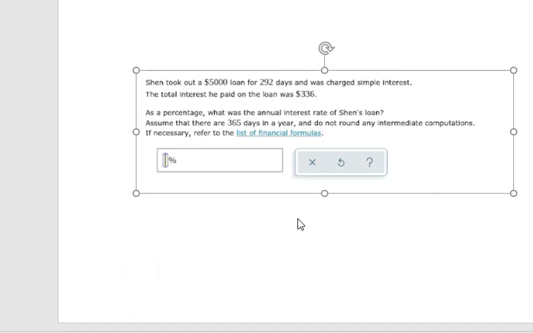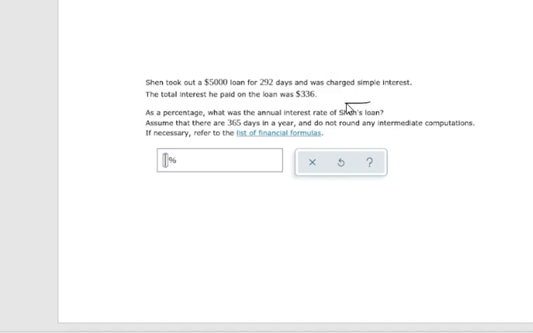Okay, I'll do one more question with you. This is another question that a student emailed to me. Shen took out a $5,000 loan for 292 days and was charged simple interest. The total interest that was paid on the loan was $336. As a percentage, what was the annual interest rate of Shen's loan? Assume there are 365 days in a year. Okay, so on this one, we are trying to figure out, as a percentage, the annual interest rate.